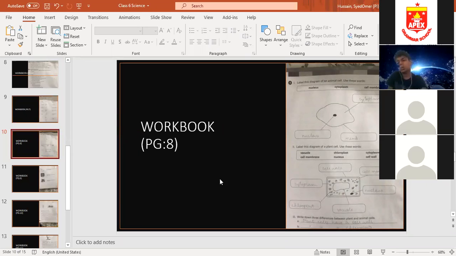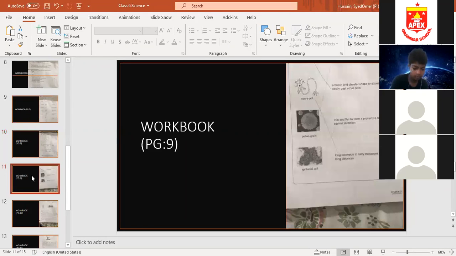Can we move to the next page? Yes, have you all written down? Yes. Okay, now come to the next page, page number 9. Again, there is a matching between the cell and its description.